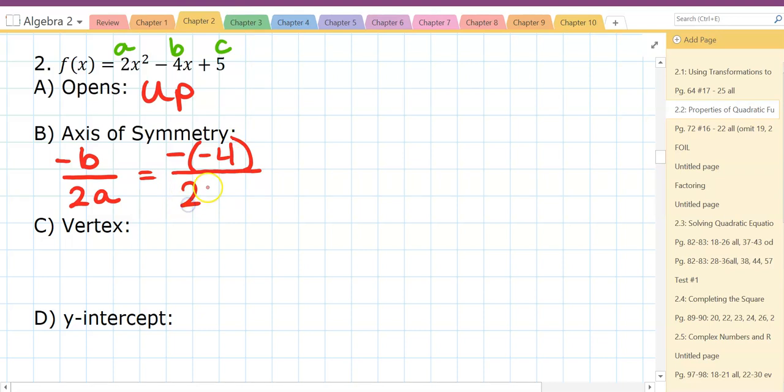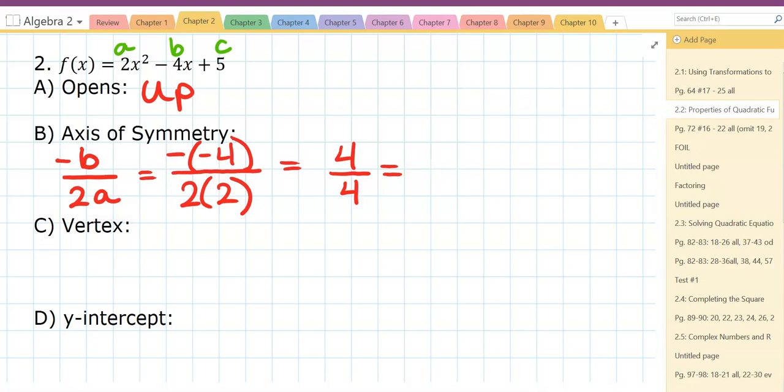And what's the a term? 2. What happens again when I have a double negative like that? It becomes positive. So now this is 4 over 4, which is 1. Thank you.